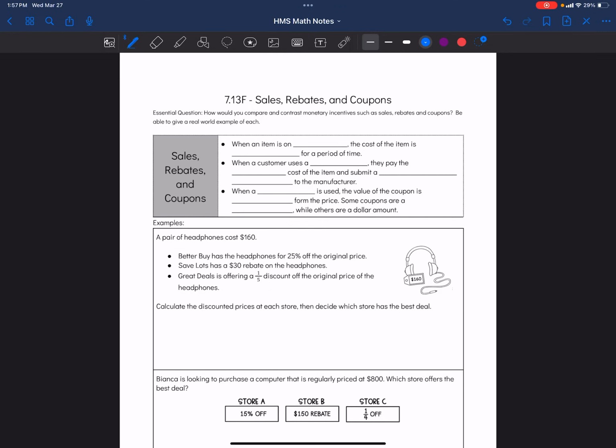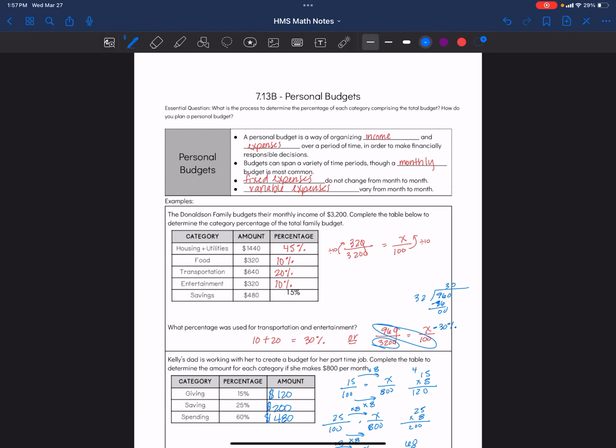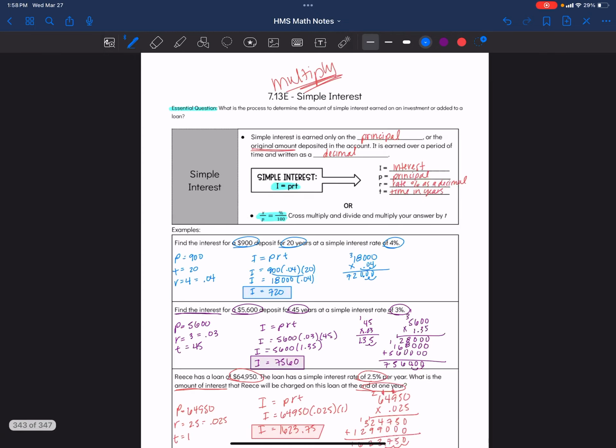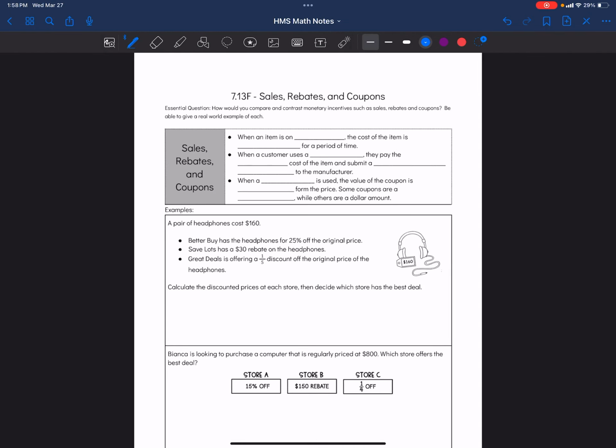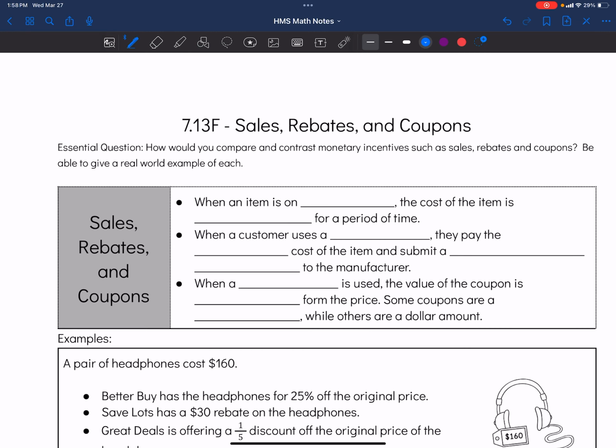Marvelous mathematicians. We are continuing with our unit on financial literacy, so all things money. Today we're talking about something that I'm sure your parents are very well aware of, if not you, which would be really great if you are and you're about to be. So sales, rebates, and coupons. Hopefully those words sound familiar and you've heard them before.